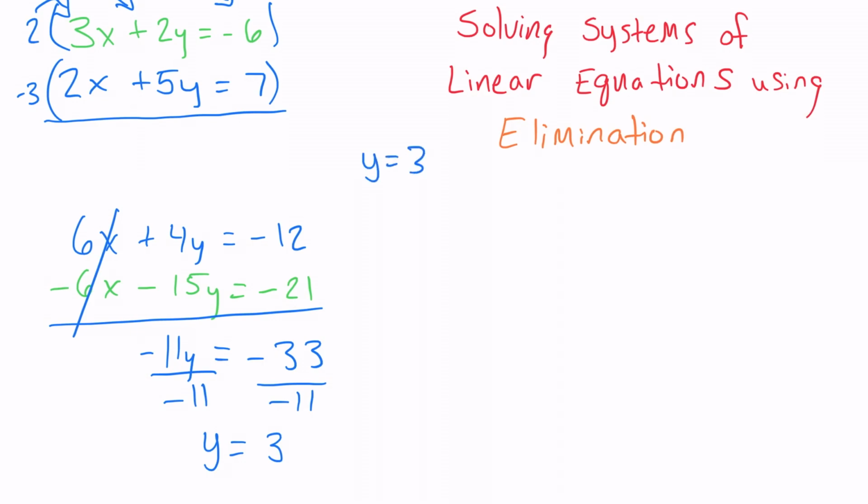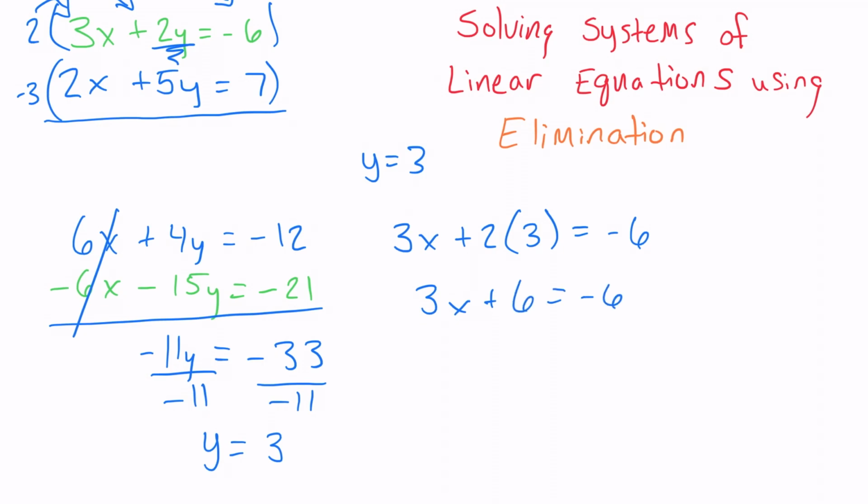But just like in substitution, we are not finished, right? We've solved for one variable, we need to go back and we're going to plug it in, just like we did with substitution. So I can plug it back into either of my equations here. I'm going to choose my top one. I'm going to say 3x plus 2 times 3, because this is 2 times y, so that's 2 times 3, and this is equal to negative 6. I'm going to start simplifying here. 3x plus 2 times 3 is 6 equals negative 6.